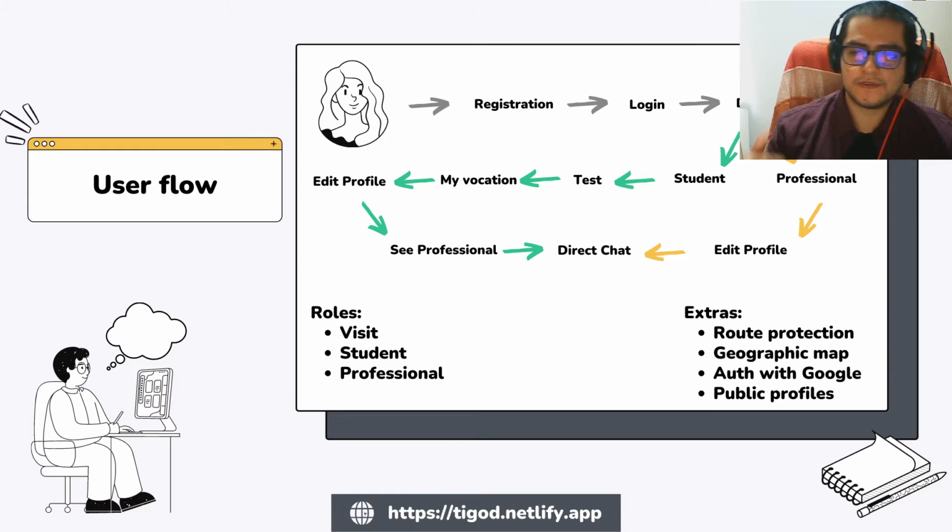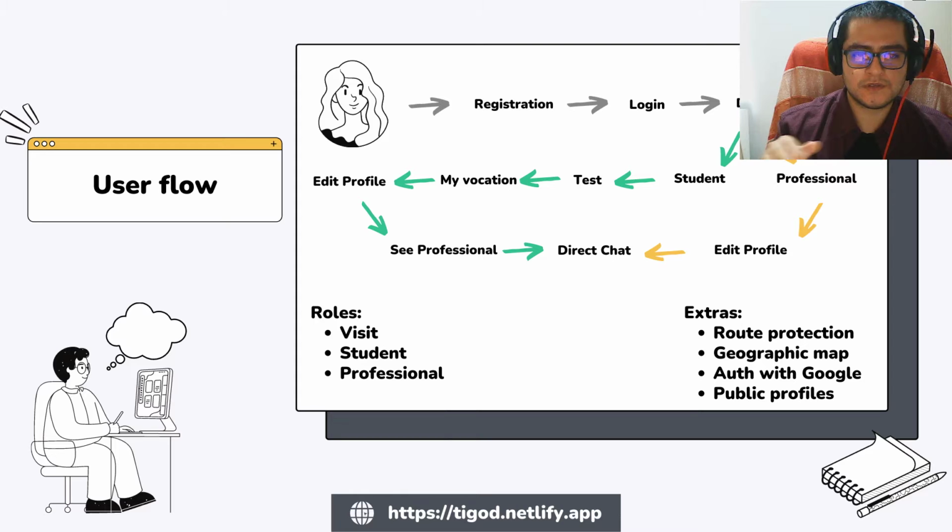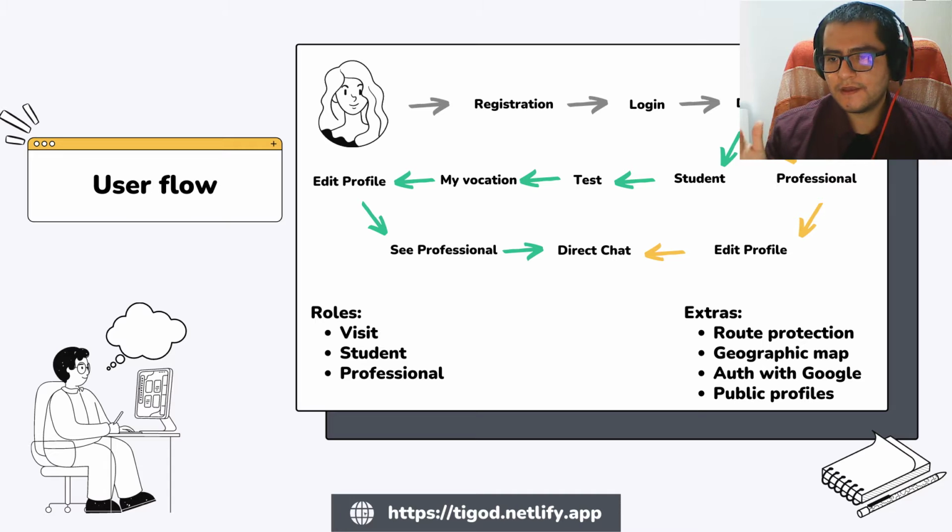If you define your role like a student, you can make the test, see your vocation, and then see the list of professionals that can help you. And if you decide, you can go to chat directly with the professional you select. And that's all in the student road. But like a professional, you can edit your profile too and go to the chat page.